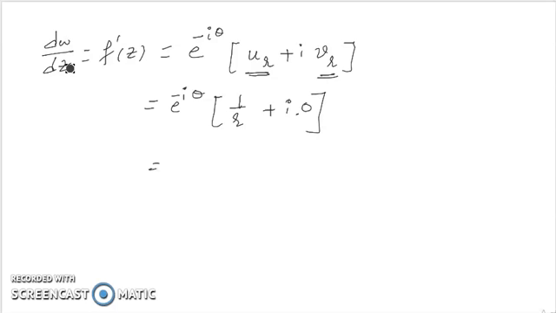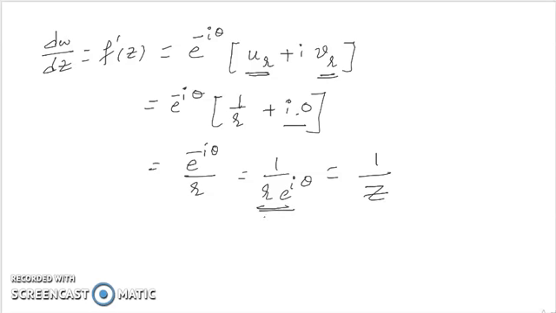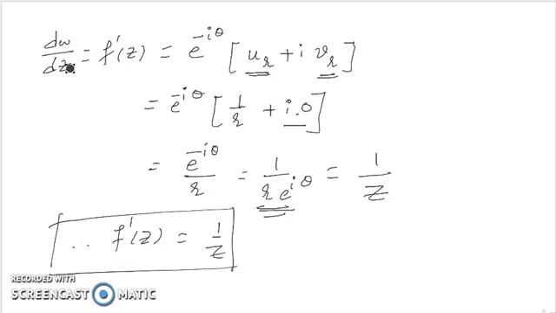So that is going to be a 0 term. Here we are getting e to the power minus i theta over r. If I simplify this, it is 1 over r e to the power i theta, which is nothing but 1 over z, because in the polar form z is r e to the power i theta. Therefore the derivative of log z is nothing but 1 over z. This is how we have to check the conditions. In the same way, we are going to discuss different problems.